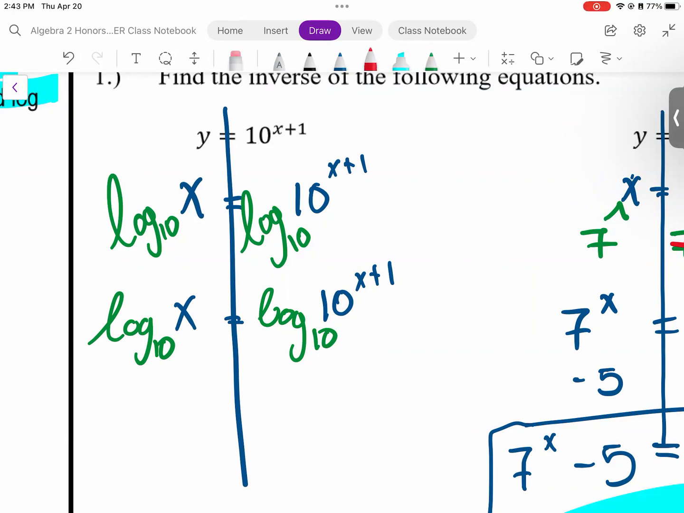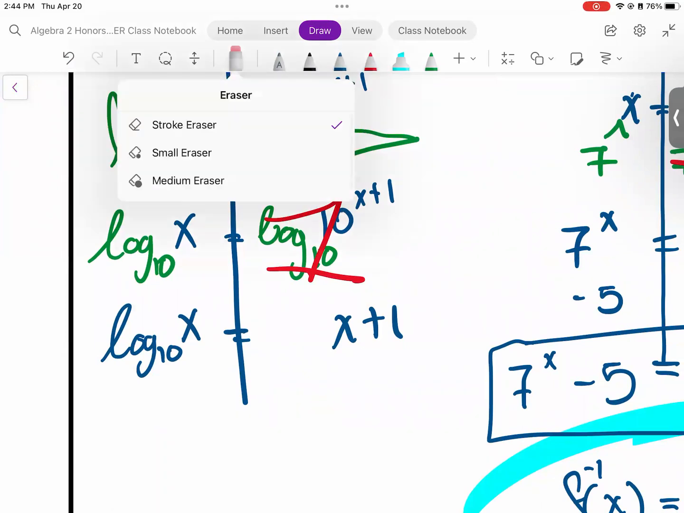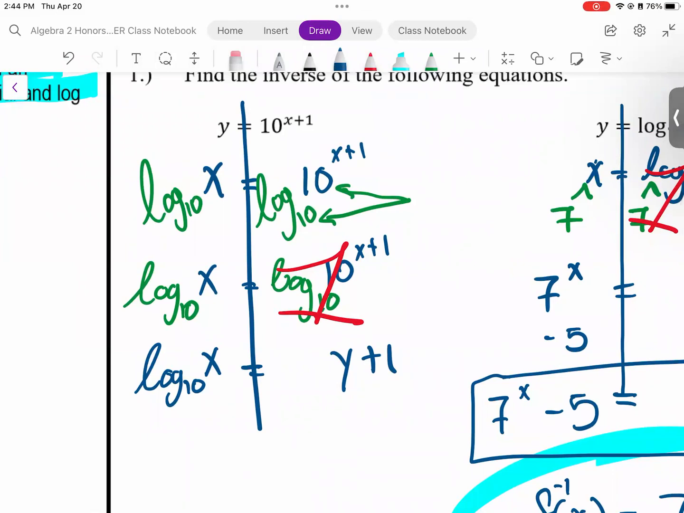So now what's going to happen when I do a log of the same base? And remember, that's the key. That base has to match that base, otherwise it's not going to work. Well, log base 10 of 10 is actually equal to 1. We all know that. So that means the log is gone. Now I'm left with x plus 1, which is the exponent, and on the other side, I'm left with log base 10 of x. And my bad, this is not x, this is y. I forgot to change them.